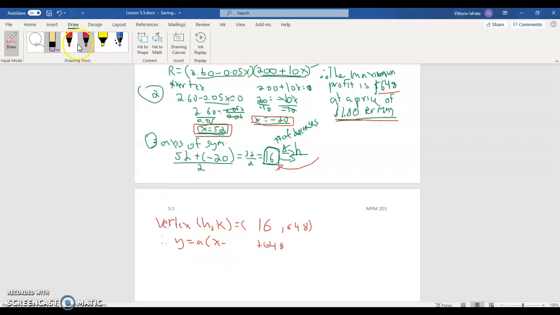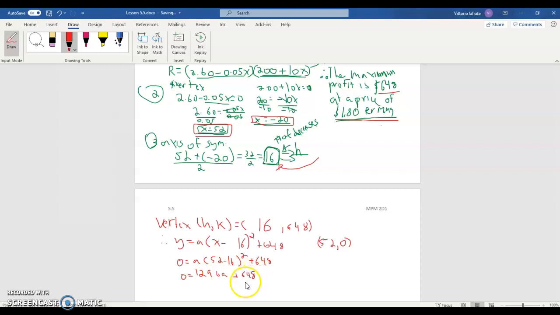So I'll put my 16 in here, squared, plus 6.48. I'm going to use the point 52, 0 to find a. So that means 0 is equal to a times (52 minus 16) squared plus 6.48. I'll put that in my calculator. So 52 minus 16 is 36. Let's square that. Then we get 0 is equal to 1296a plus 6.48.